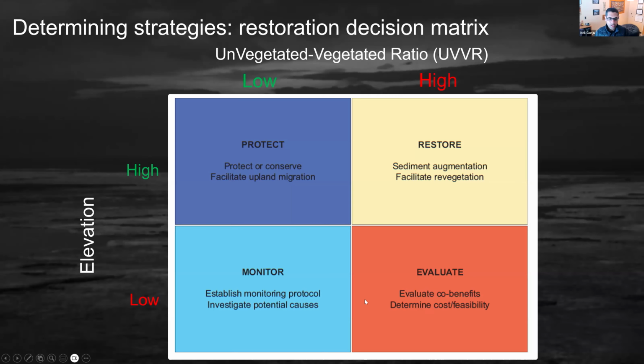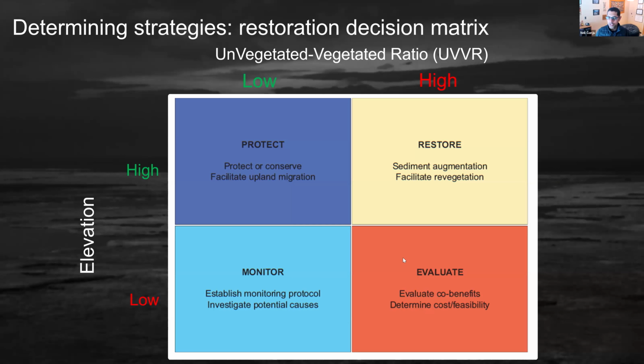Bottom left, you have units that are low in elevation, but low in UVVR. So there's not much you can do from a restoration standpoint, but you can establish a monitoring protocol to investigate why the elevation is low. Maybe it's behind a tidal restriction, maybe there's a lack of sediment, and look at causes.